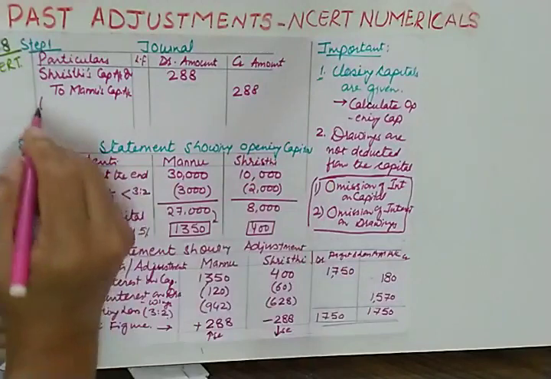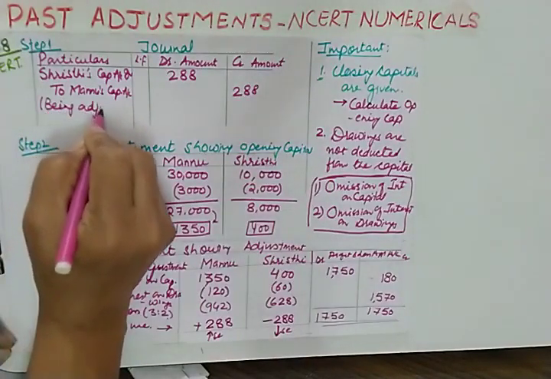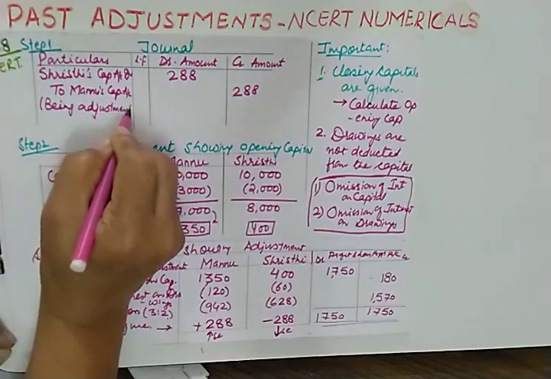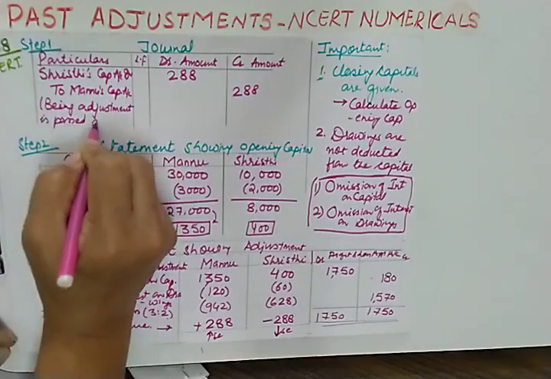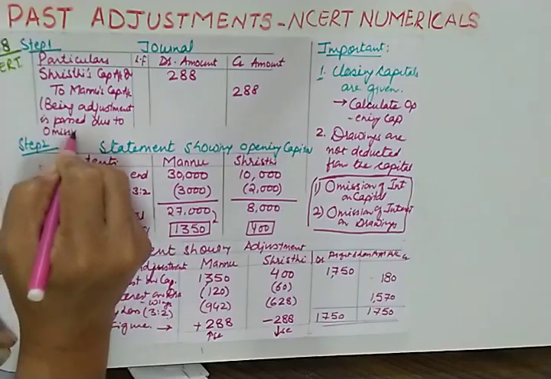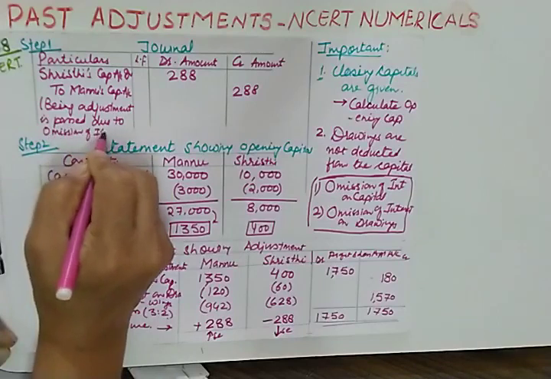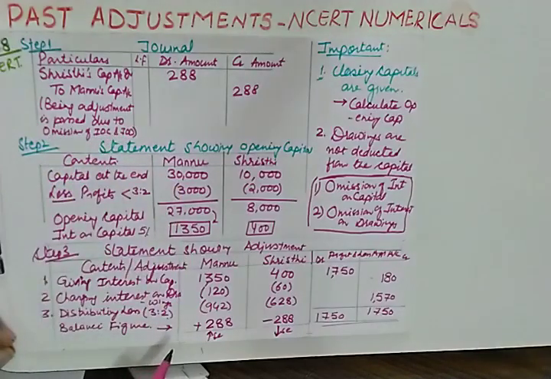What is the narration for this? Being adjustment entry is passed due to omission of interest on capital and interest on drawing. So I hope the steps which are involved in this numerical must be clear to you.